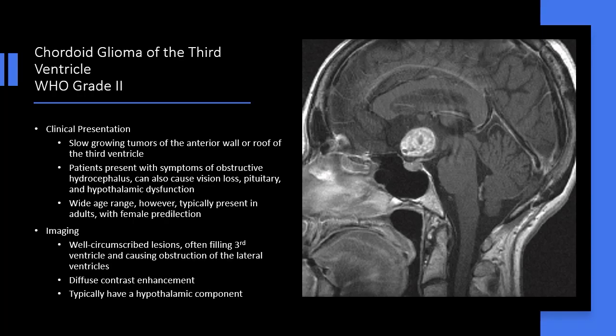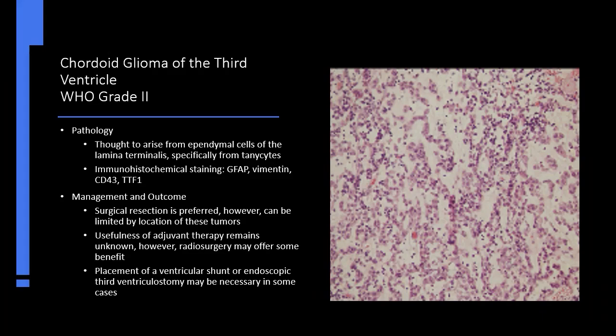Choroid gliomas are well-circumscribed lesions, often filling the third ventricle, causing obstruction of the lateral ventricles. They have diffuse contrast enhancement and typically have a hypothalamic component that does not appear infiltrative. Choroid gliomas consist of clusters of oval epithelioid cells found in a mucinous stroma and show positivity for GFAP, vimentin, CD43, and TTF1. They are thought to arise from the ependymal cells of the lamina terminalis, specifically from tanycytes, a type of ependymal cell. Surgical management of these tumors is preferred, however, resection is often limited by location.